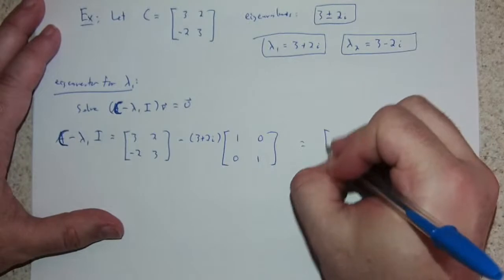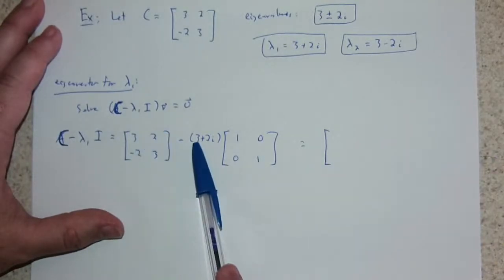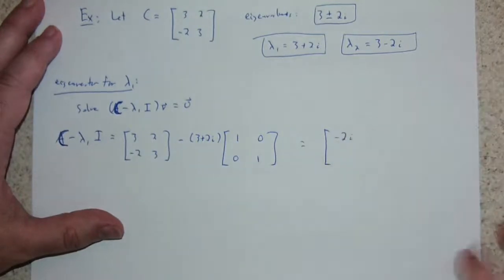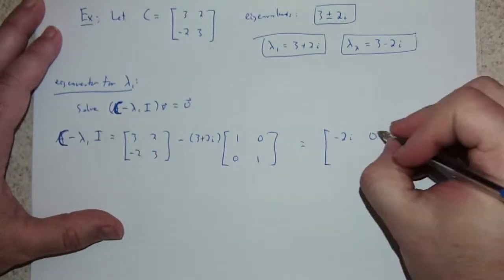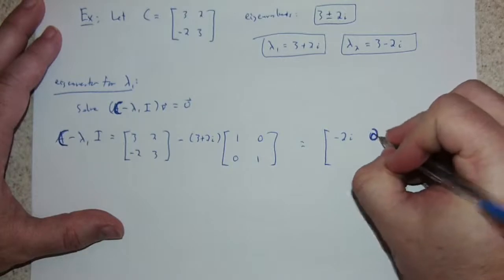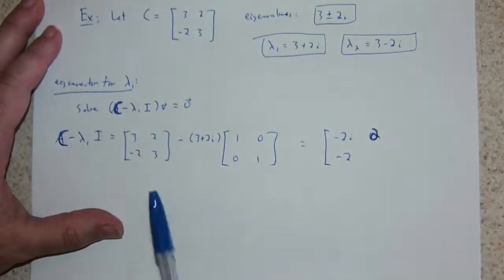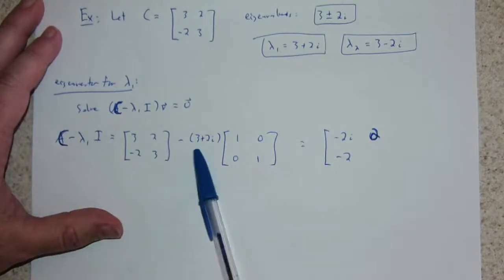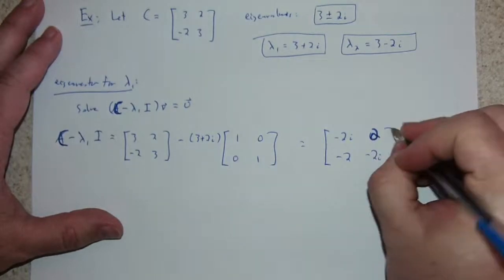What is the result here? Well, I get 3 minus (3 plus 2i). So 3 minus 3 is 0. This would be minus 2i in this slot. In the next slot, I get 2 minus 0. So that's just 2. In the next slot, I get minus 2 minus 0. So that's just minus 2. And then in the last slot, I get 3 minus (3 plus 2i). So 3 minus 3 is 0, and I get minus 2i again here.